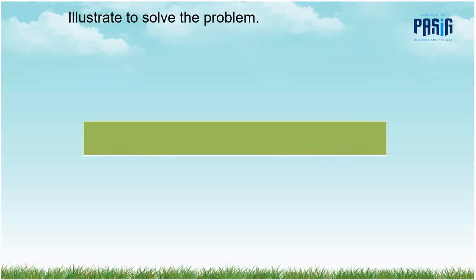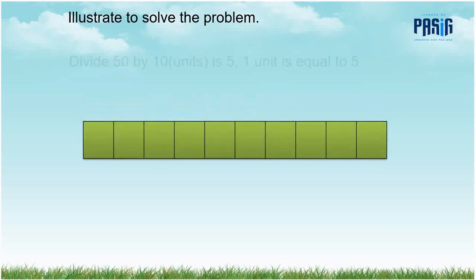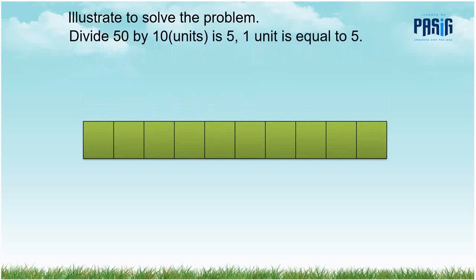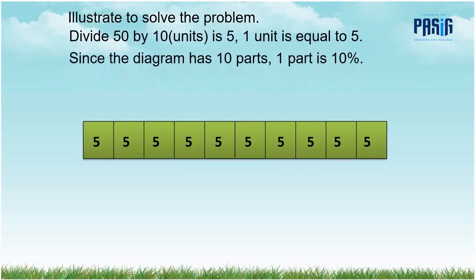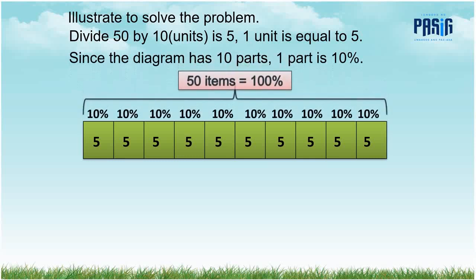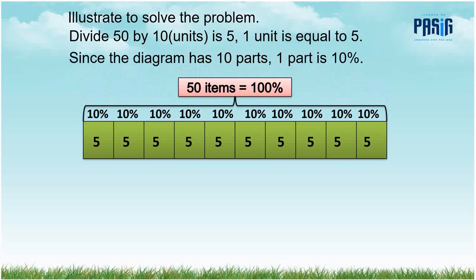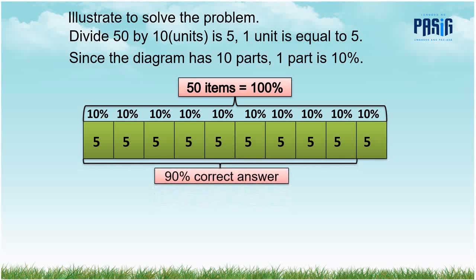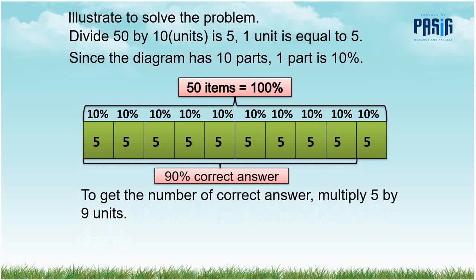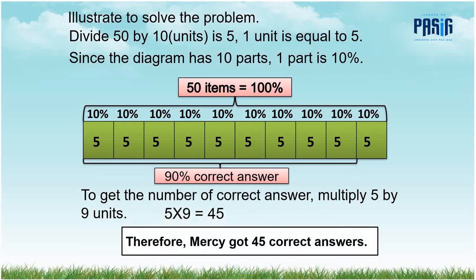Let us illustrate to solve the problem. Draw a diagram with 10 parts. Divide 50 by 10 units is 5. 1 unit is equal to 5. Since the diagram has 10 parts, 1 part is 10%. And the total of this is 50 items or 100%. These parts represent the number of correct answer. To get the number of correct answer, multiply 5 by 9 units. 5 times 9 equals 45. Therefore, Mercy got 45 correct answers.